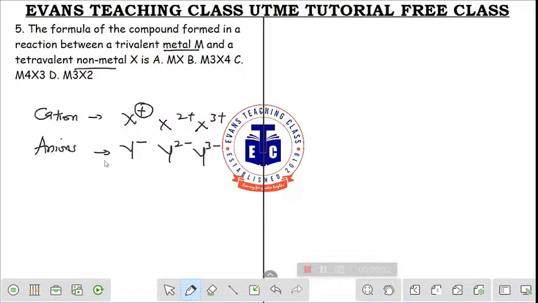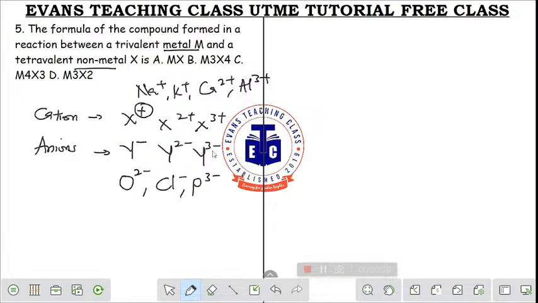So these are anions. Examples of cations are sodium, potassium, calcium, aluminum. So those are cations. Anions are something like oxygen, chlorine, what else again? I think phosphorus is 3 minus. I can still remember. Yes, phosphorus is 3 minus. So please, and so on and so forth, try to know them, sulfur too. But that's not what I want to do now.